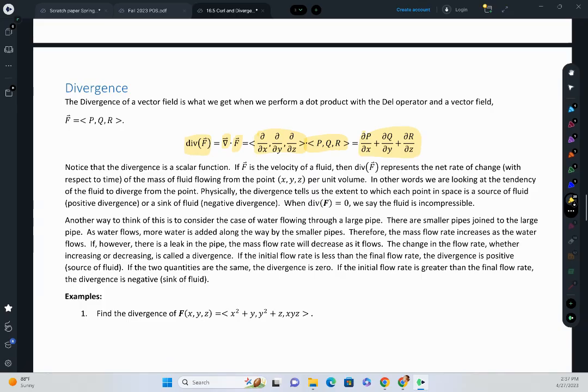Now, if our vector field is the velocity of fluid, so I'm going to go back to the fluid example, then the divergence just represents the net rate of change of the mass of fluid flowing from a point per some unit volume. In other words, what we're looking at is the tendency of the fluid to diverge from a point. And physically, what that means is that the divergence is telling us the extent to which each point in space is a source of fluid, that would be positive divergence, or a sink of fluid, and that would be negative divergence. And when the divergence is zero, we say that the fluid is incompressible.